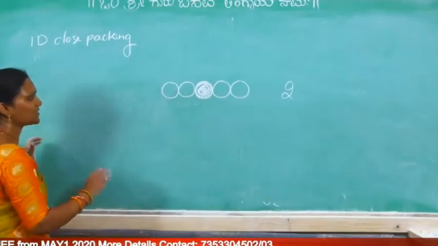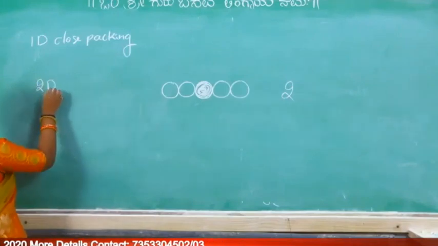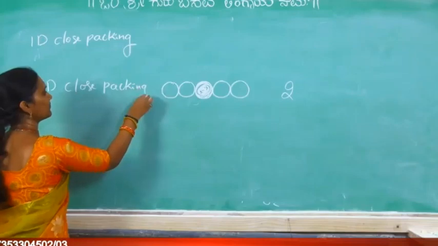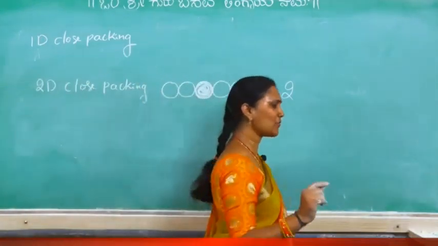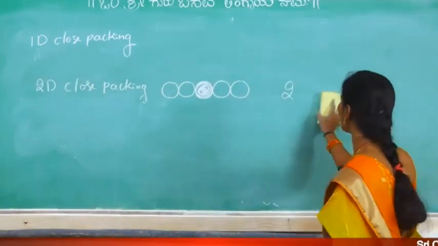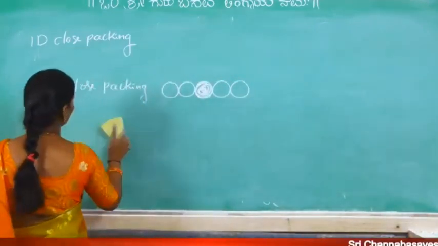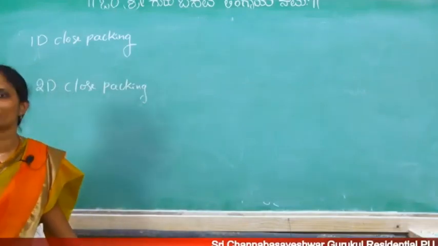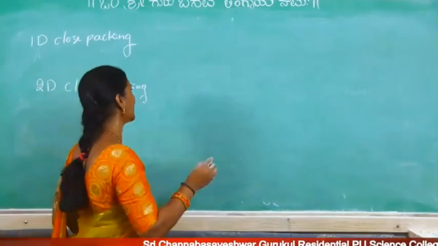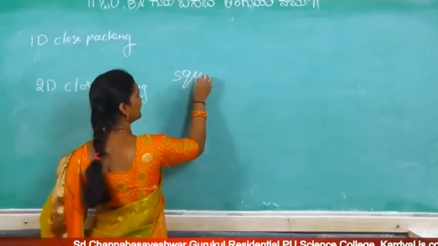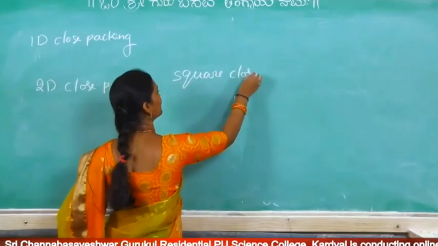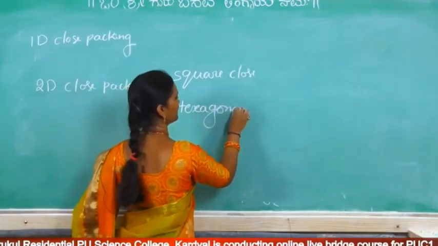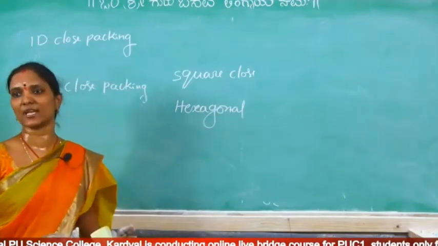Next is 2-dimensional close packing. Here we are using 2 edges and 1 angle, along the x-axis and y-axis. So arranged like that, it is a 2-dimensional close packing. In this 2-dimensional close packing, 2 types are there: square close packing and hexagonal close packing.